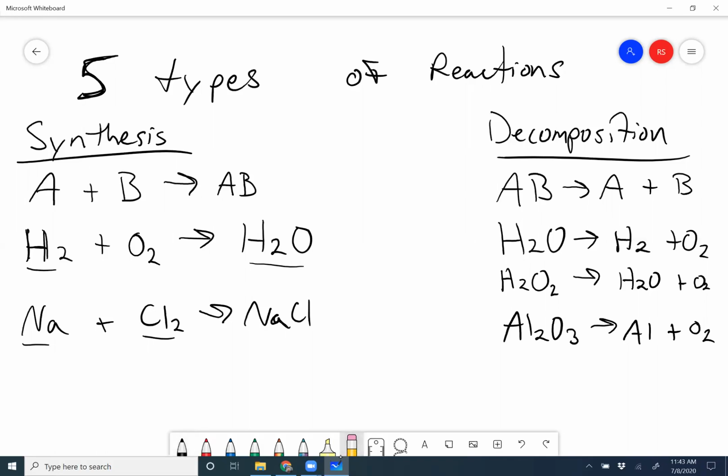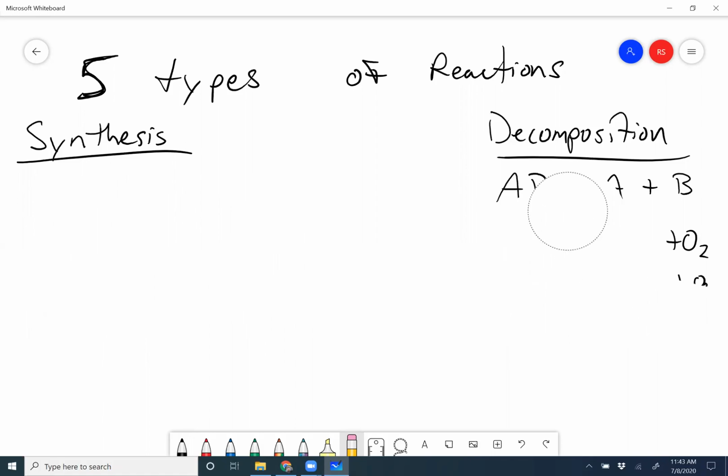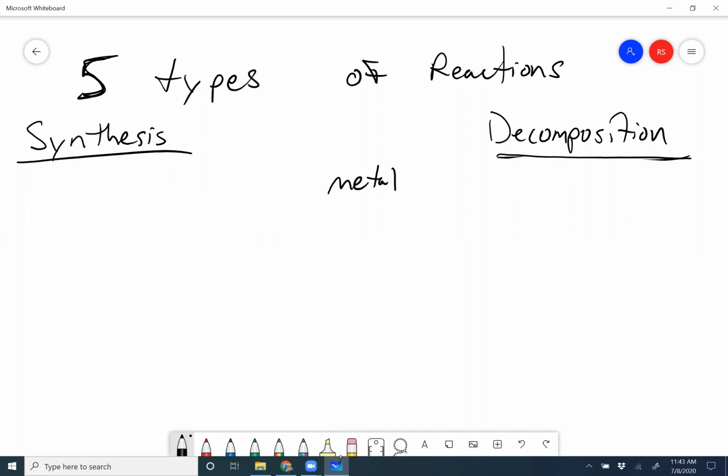Now, unfortunately, there are more decompositions than there are synthesis reactions in terms of knowing them for predicting products. So I wanted to just kind of break down decomposition into some other decompositions. So metal plus some sort of anion. A lot of these have unique decompositions. Okay.